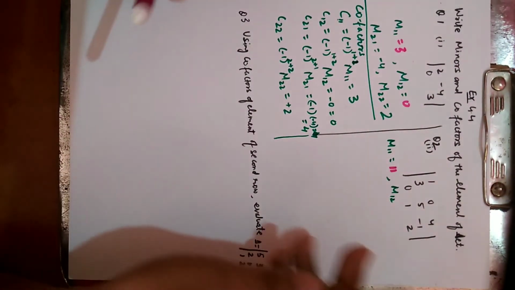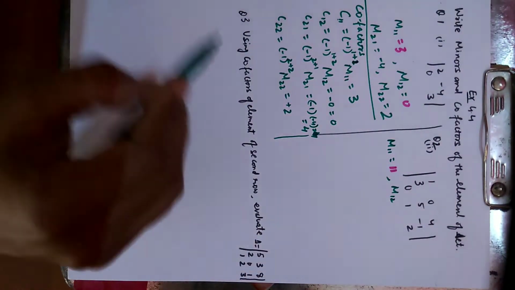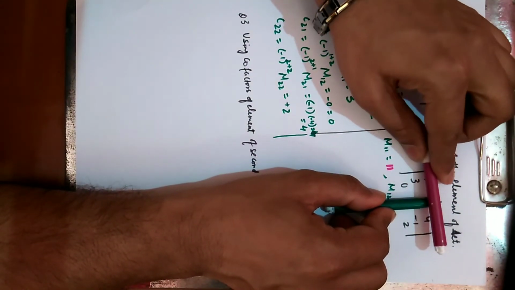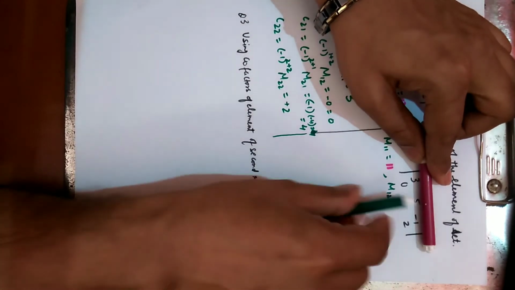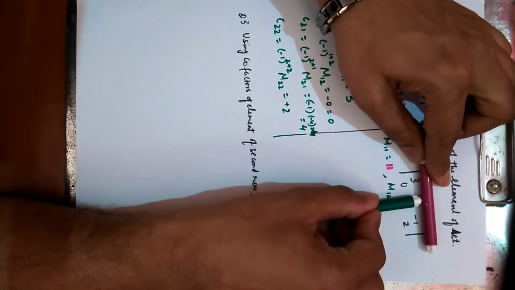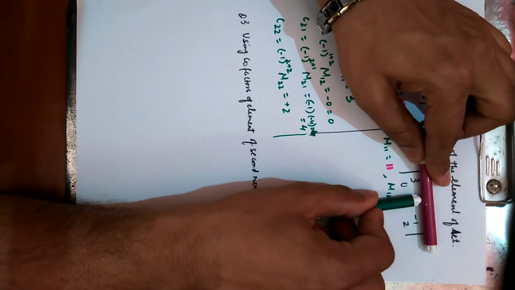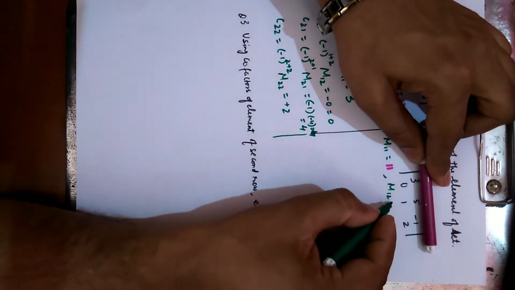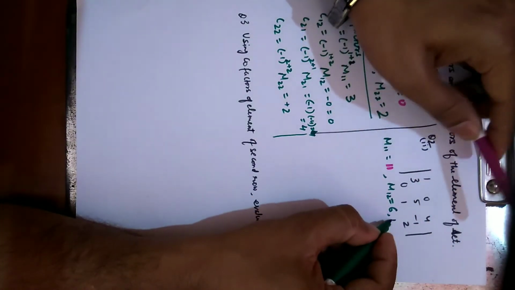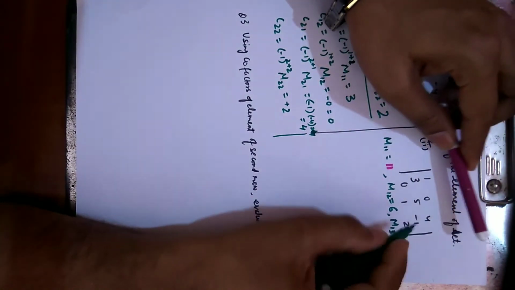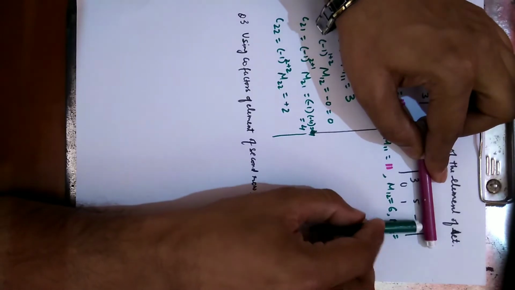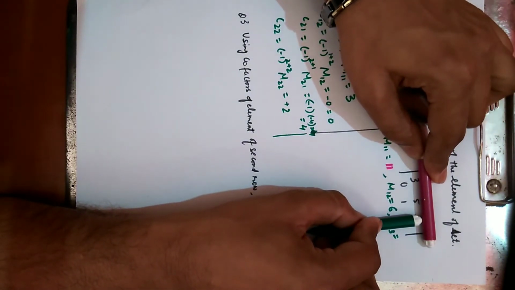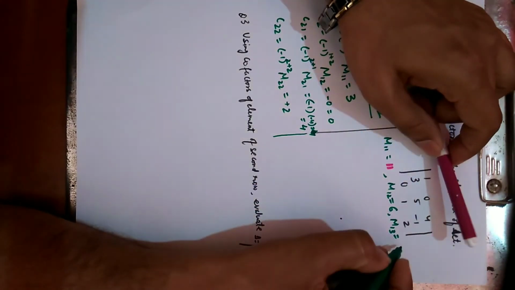Now M12, you again do like this. Hide this and this. Now you can see which elements are visible: this is 3, 0 and minus 1, 2. So 3 into 2 is 6 and 0 into this is 0. So the answer will be 6. Next one is M13. M13 you again do like this: 3 into 1 and 0 into 5, so this is 3.